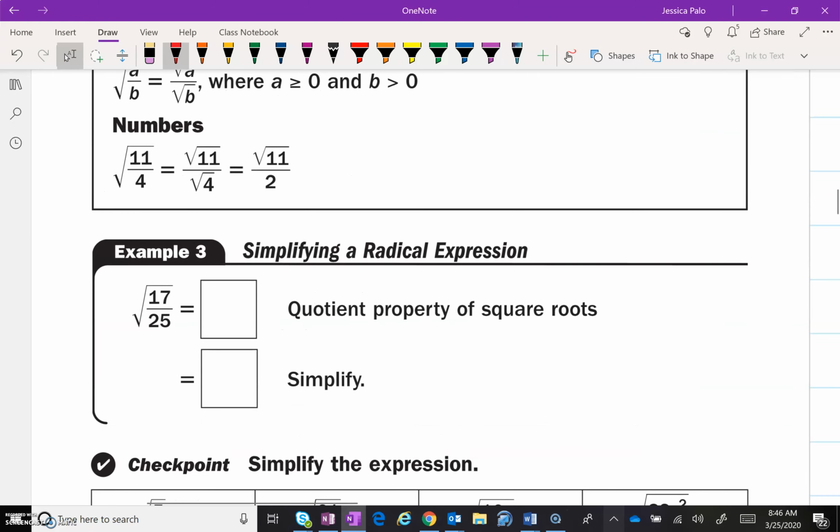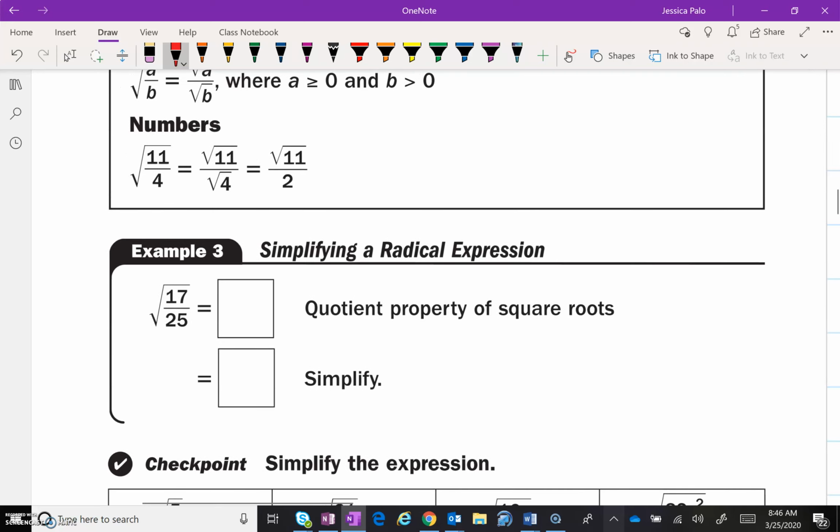So let's look at example 3. The social distancing rule applies to the quotient property as well. If the entire fraction is inside the radical, they each get their own bed or home. So we're going to separate this into radical 17 over radical 25. Now we can simplify this.